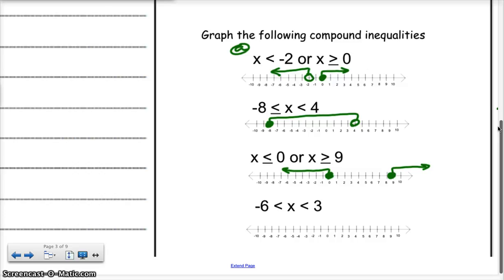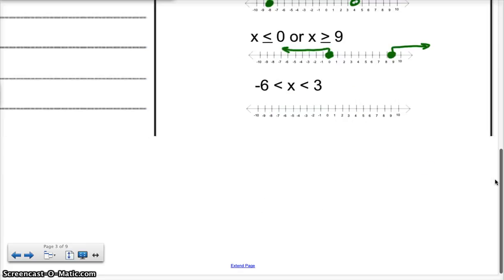Okay. The next one. -6 is less than X, which is less than 3. Opposite direction or smushed in between? Smushed in between, connected. So I have a circle at -6, I have a circle at 3, and I just connect them.